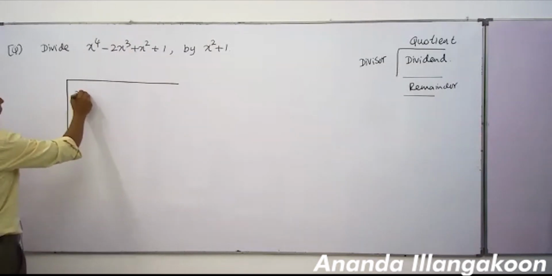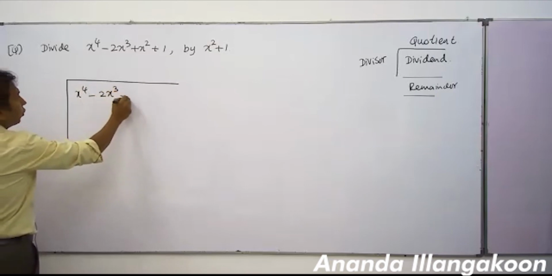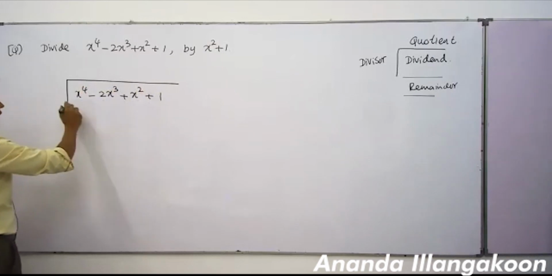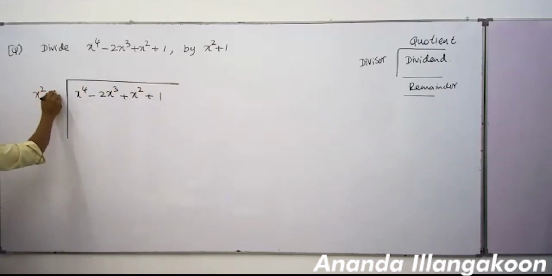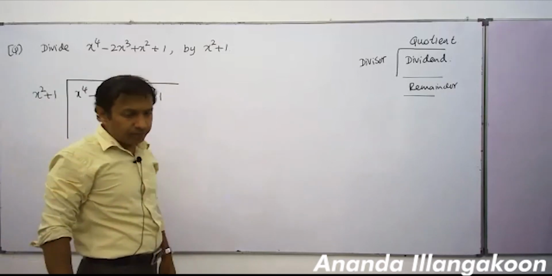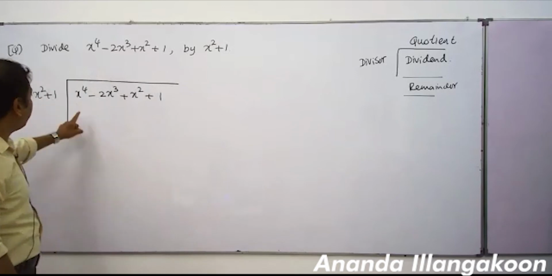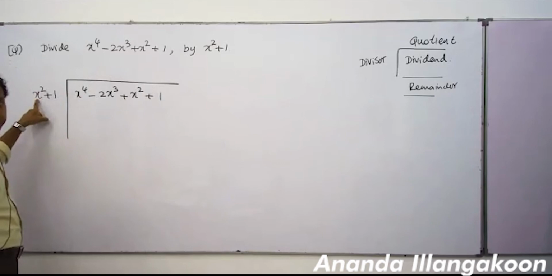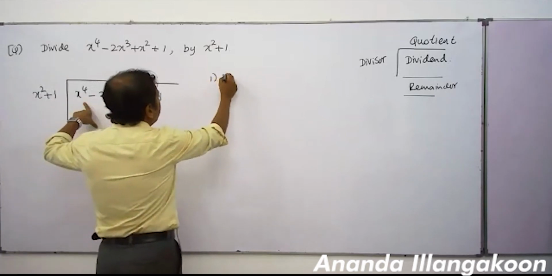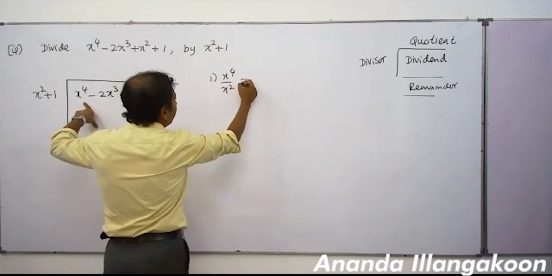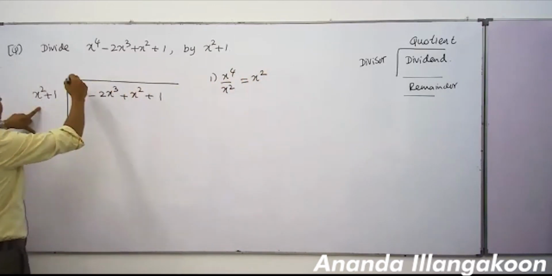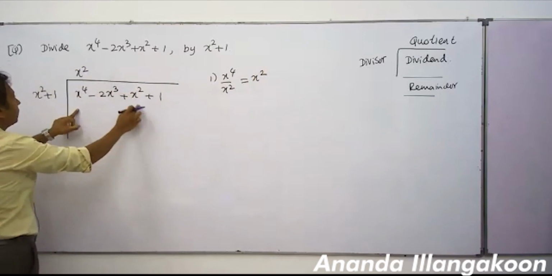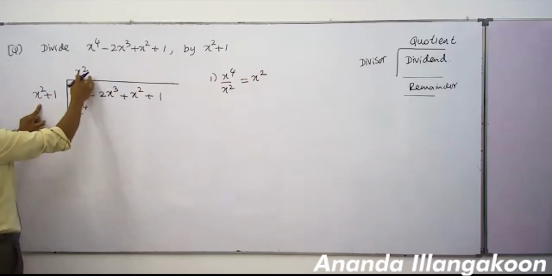Right. So therefore, this is x⁴ minus 2x³ plus x² plus 1. Powers are arranged in the descending order, and the divisor also we have to arrange like that. Now this is how we write first. Now the highest power of the dividend we divide by the highest power of the divisor. x⁴ divided by x², when you cancel this, we get x². That we write here. Now by that we multiply this divisor and write the result below this. x² and x², x⁴, x² and 1 means x².